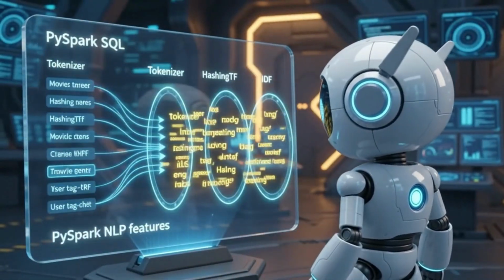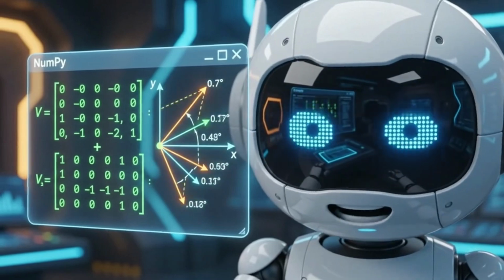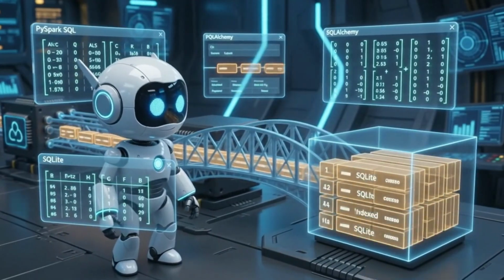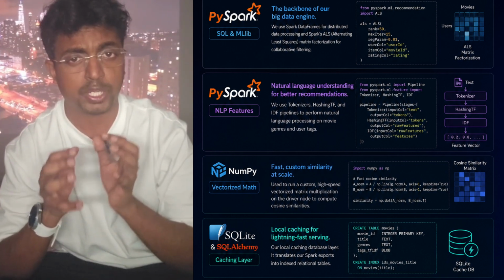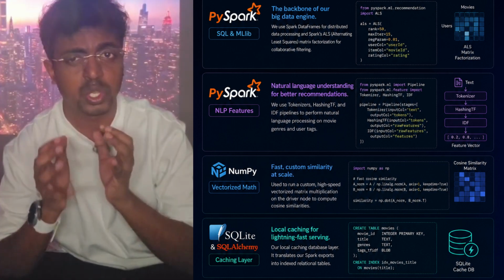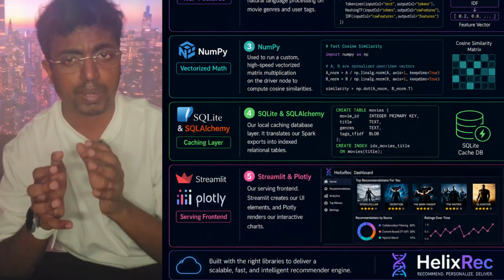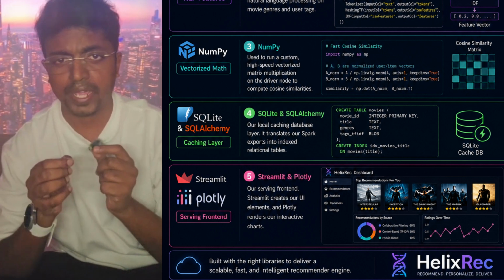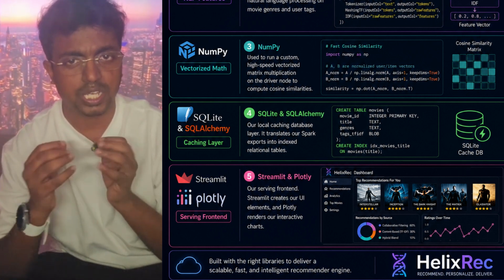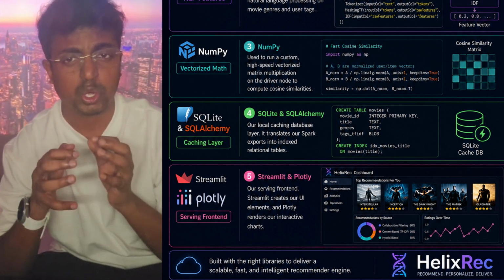PySpark SQL and ML library, the backbone of our big data engine. We use Spark DataFrames for distributed data processing, and Spark ALS, alternating least squares matrix factorization, for collaborative filtering. PySpark NLP features: we use tokenizers, hashing TF, and an IDF pipeline to perform natural language processing on movie genres and user tags.